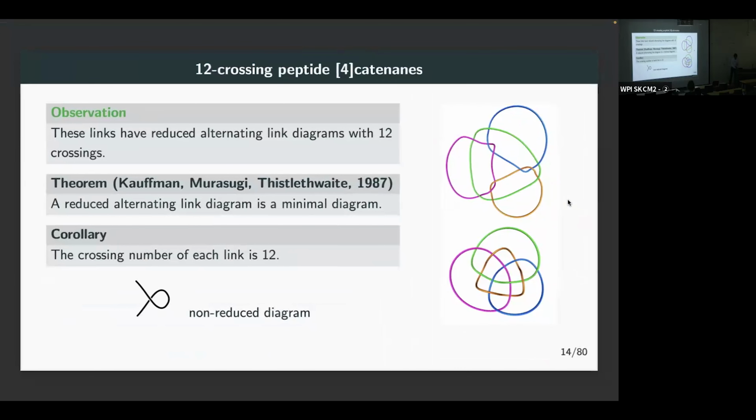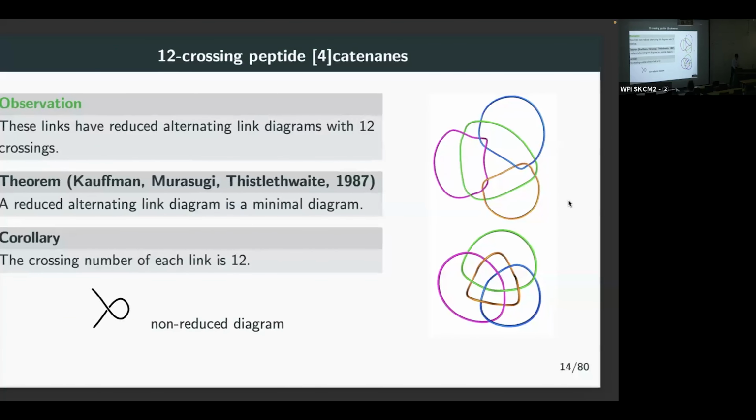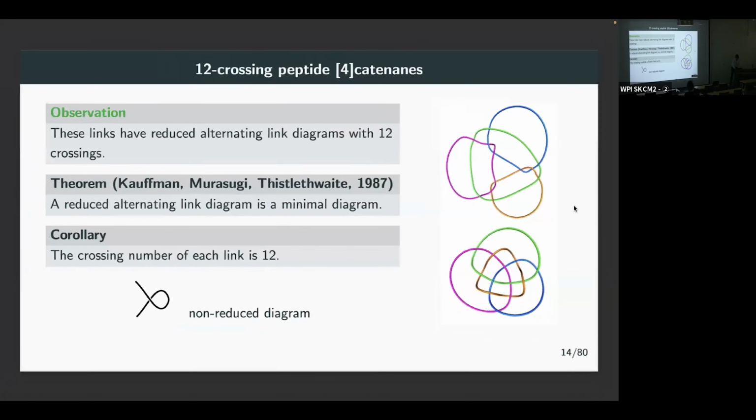For example, if you consider the crossing number of alternating knots and links, then by a result of Kauffman, Murasugi, and Thistlethwaite in 1987, it is easy to check the minimum crossing number. If you have a reduced alternating link diagram, then that attains the minimal crossing number.